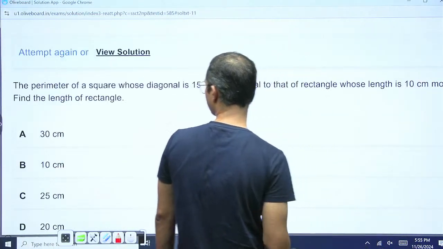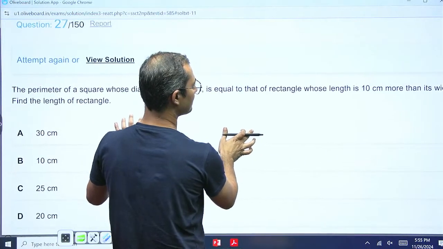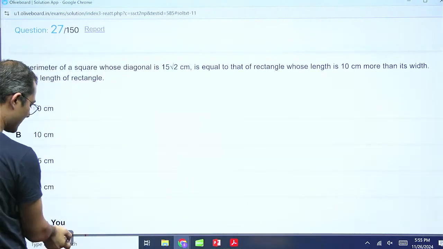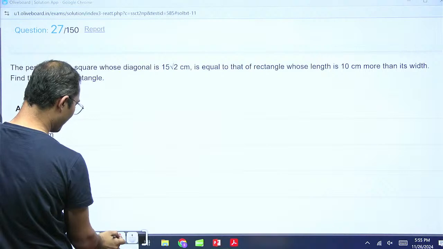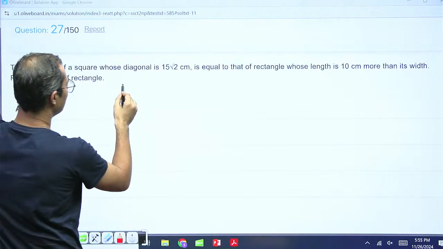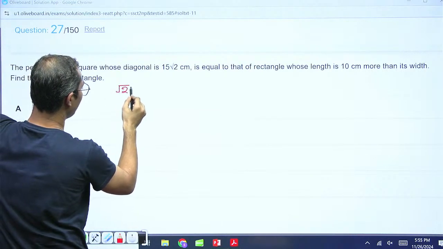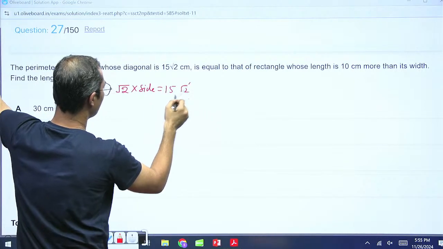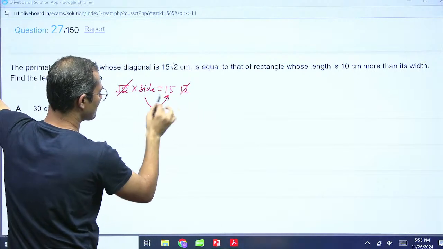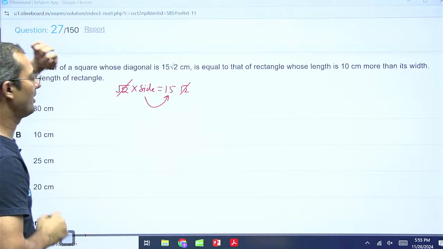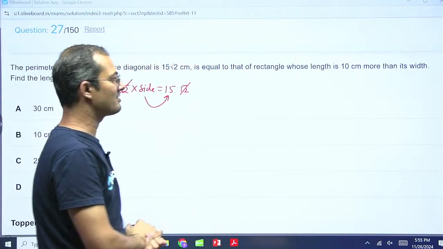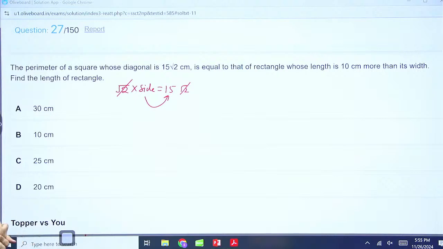Yes, tell me what is the answer for this question. Yes, please. See, the perimeter of a square whose diagonal... So the diagonal of the square is known as root 2 into side, right? So root 2 into side is going to be equal to 15 root 2. Root 2 cancels, so we can say that the side of the square is 15, is equal to that of the rectangle whose length is 10 centimeter more than its breadth.